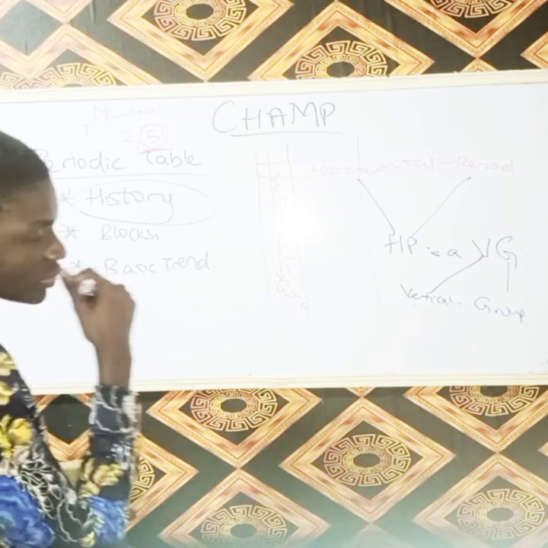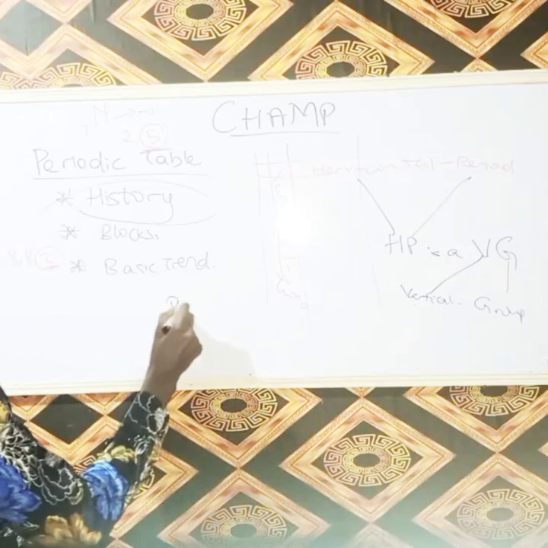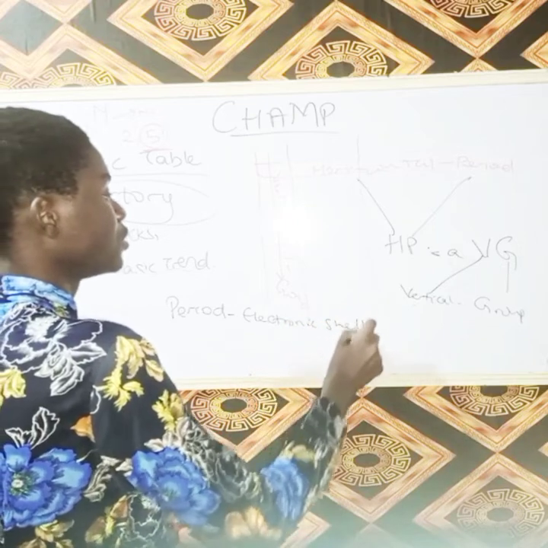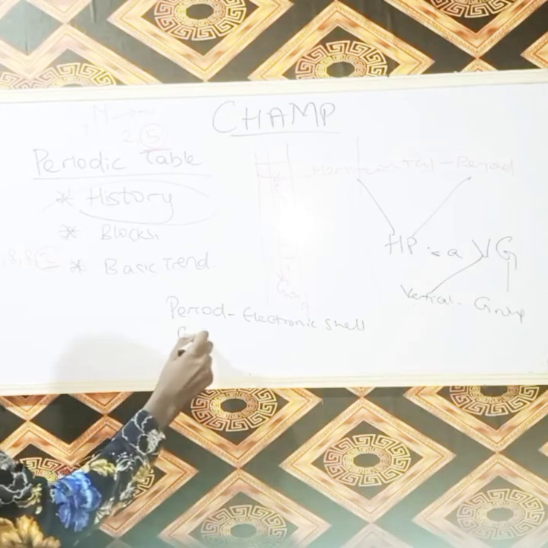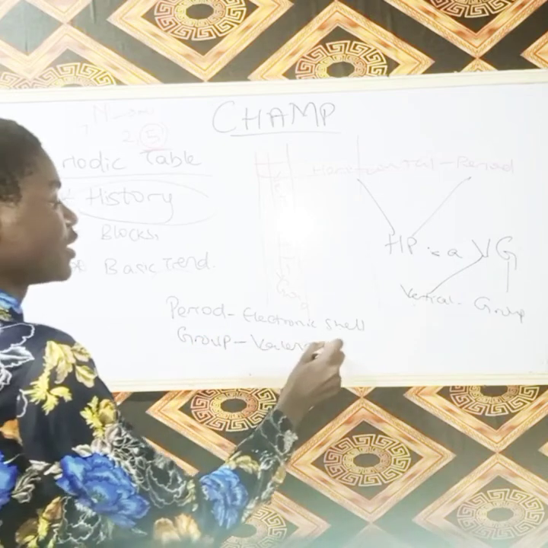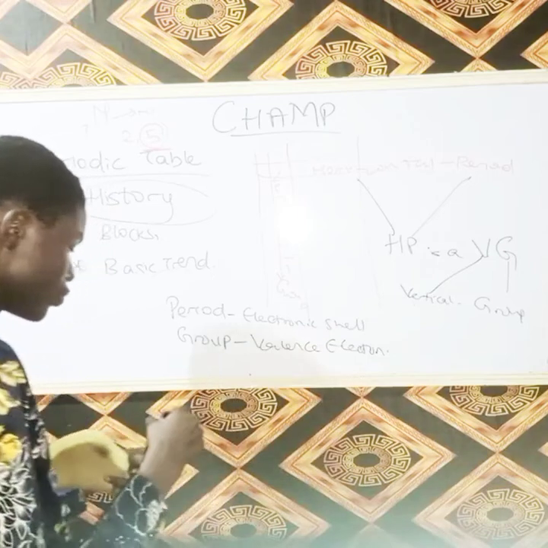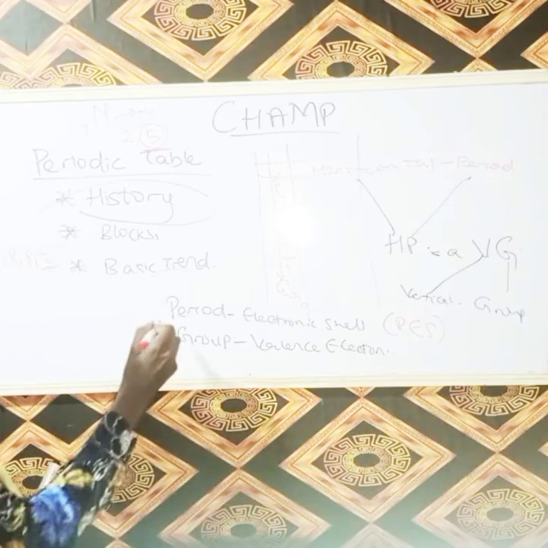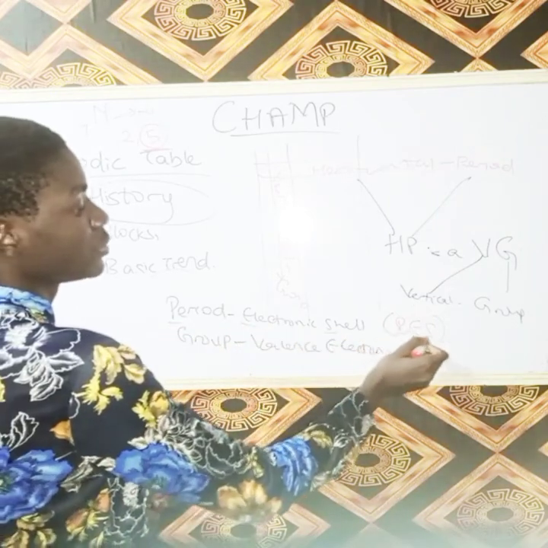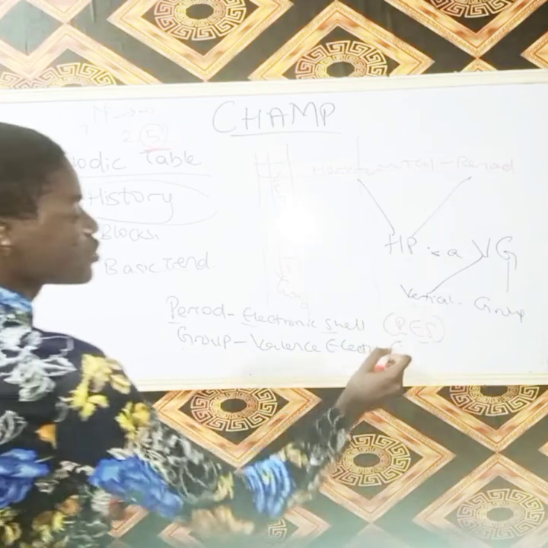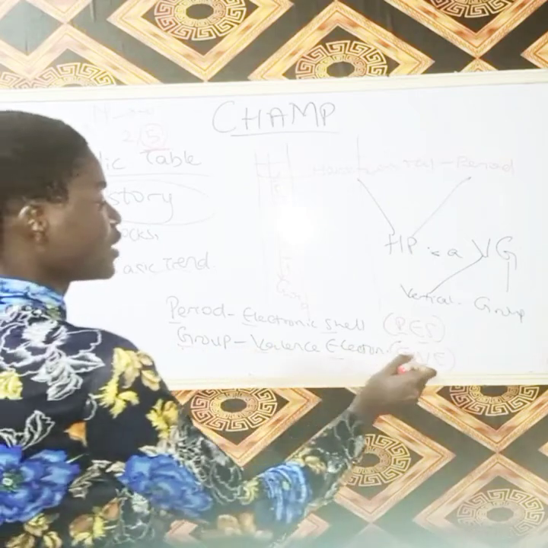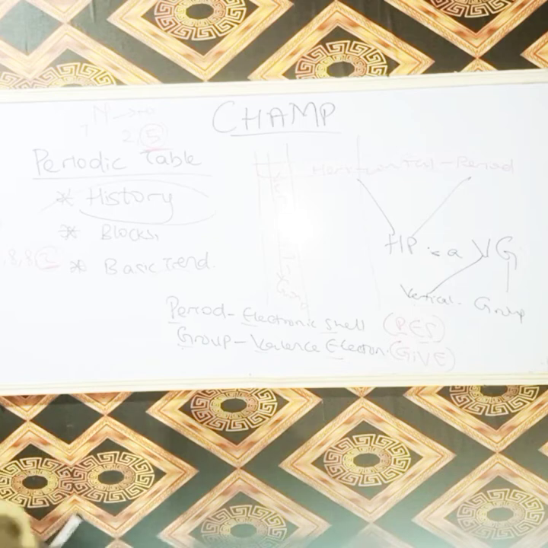So that's just about that. Now, how do you identify the period? Periods have the same number of electronic shells, while a group has the same number of valence electrons. Let me give you something to remember that. For the period, it is the electronic shell. For the group, you can use GVE, give: group is valence electron. Group is valence electron.